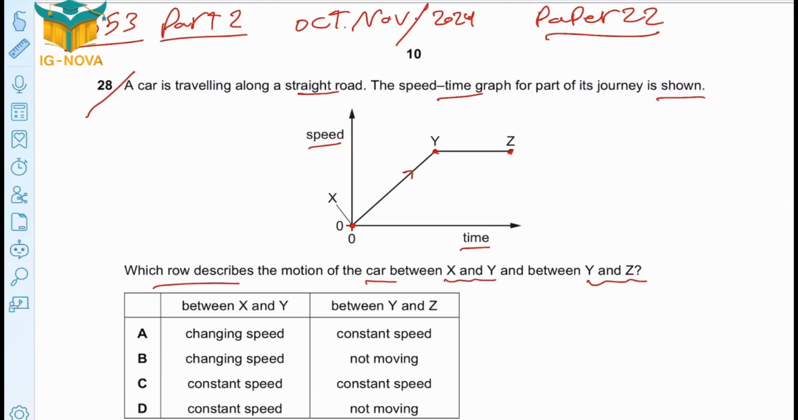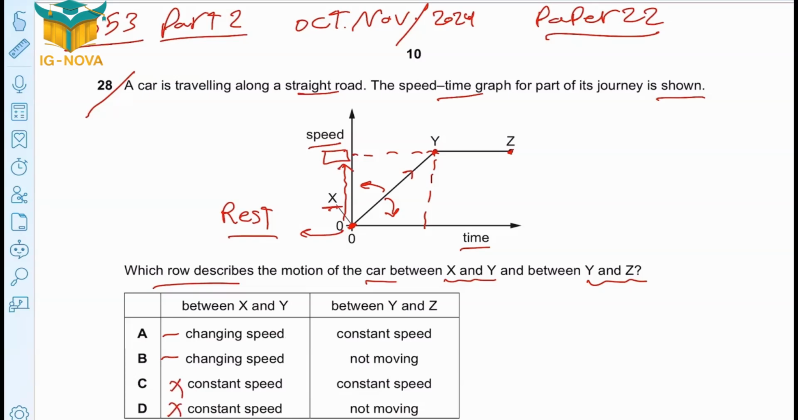Point X is at 0, 0: zero speed, zero time, which means the object doesn't move. The object is at rest with zero speed. There is no motion at all, so we call point X the origin point or rest position. While time starts to pass, speed also increases. At point Y, you'll find that speed has a magnitude now. Speed increased from 0 to some value. We now have a change in speed, so I'm going for A or B. C or D shall be cancelled.